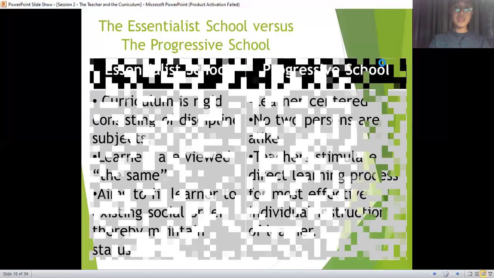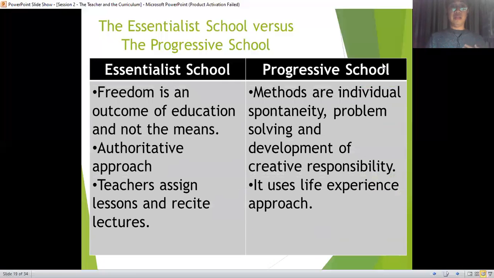Okay, another comparison. For the essentialist school, freedom is an outcome of education and not the means. If you have learned everything from school, after graduating, then you're free. You're free, meaning you can explore the world. You are ready for real life. That's what the essentialist school says. Then you become free because you are ready.